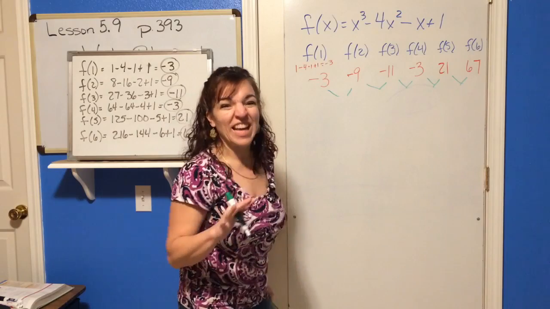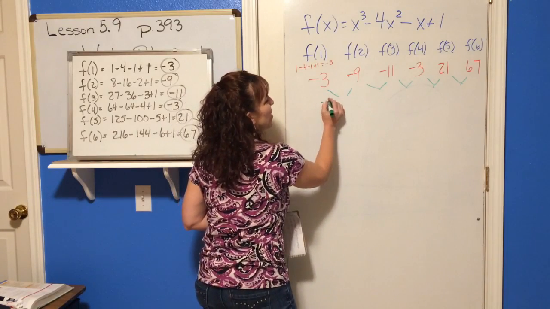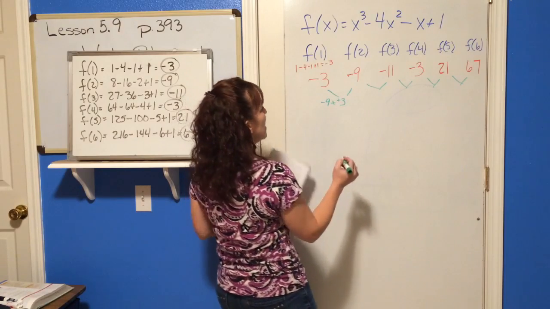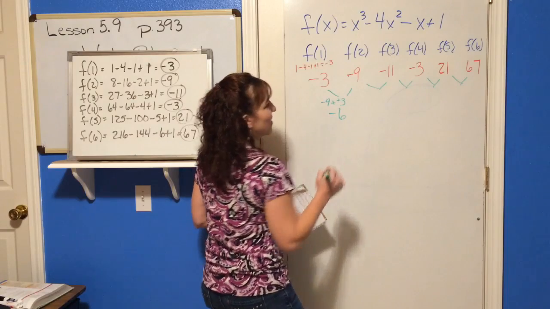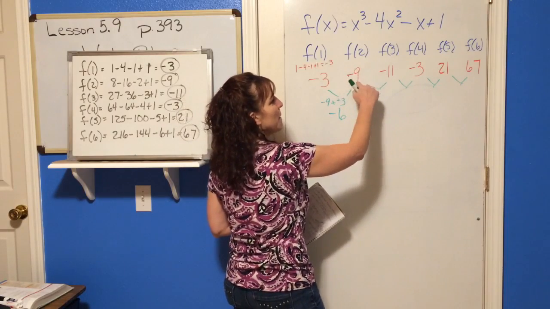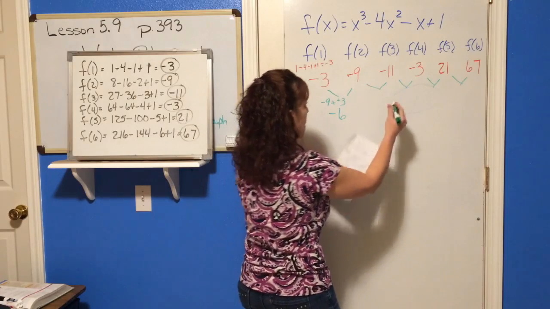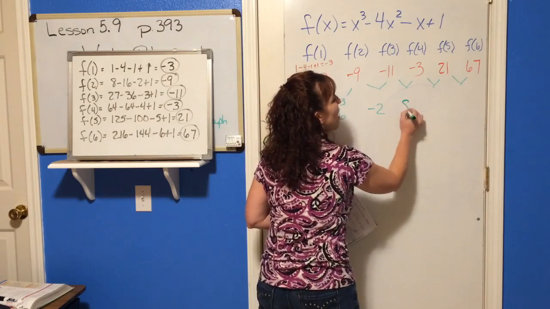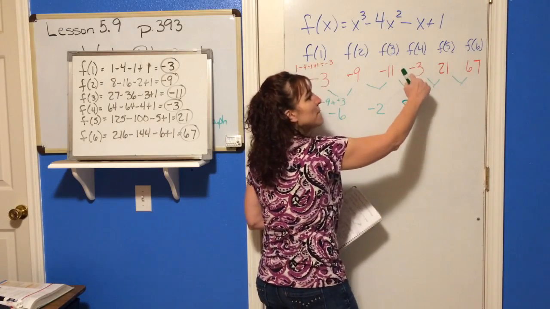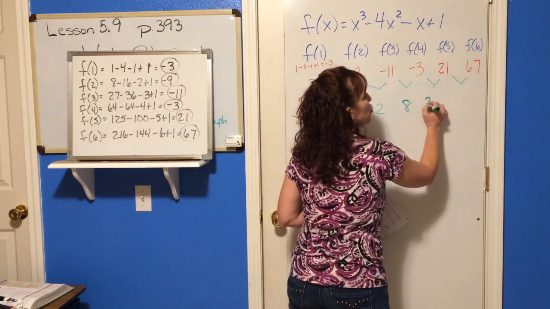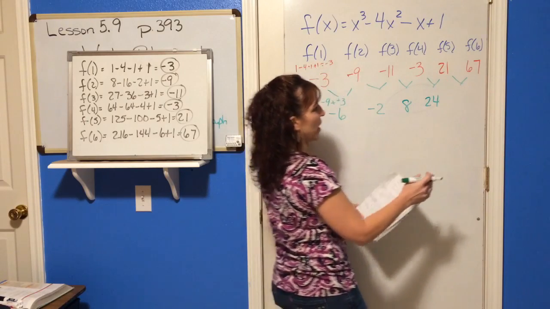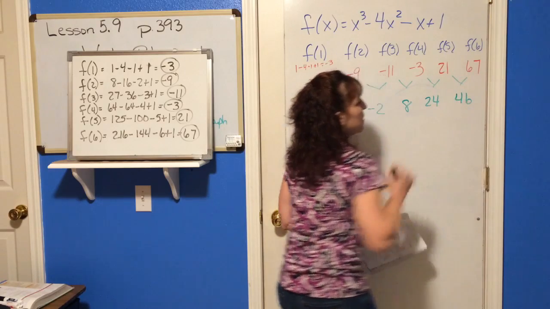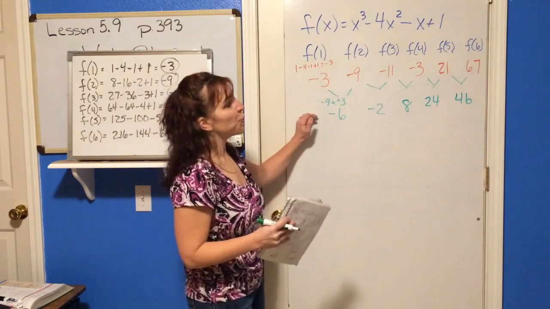So now be careful with your negatives. This is tricky because you're going to take -9 minus a -3. So that's actually going to be -6. Yes, oh boy. All right. And then -11 minus 9 gives you -2. -3 minus a -11 should give you a +8. 21 minus a -3 should give you 24. I'm checking to make sure I'm getting them right because, oh boy. And then 67 minus 21 should give you 46. And so this is your first order differences.